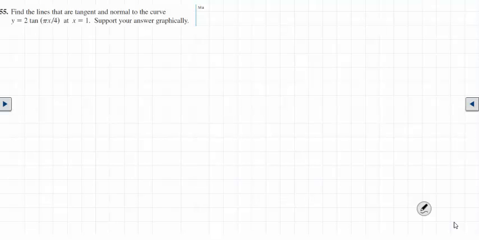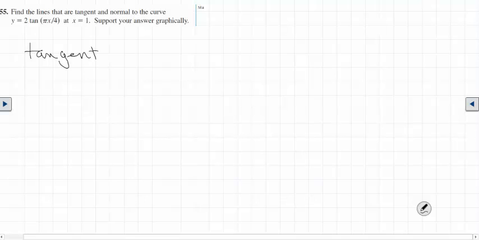Remember that for every tangent line, we need two things. We need a point, and we need a slope. Let's handle the point first. The x-coordinate of the point is going to be 1.